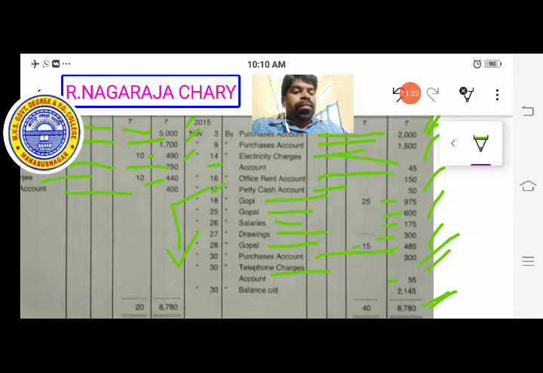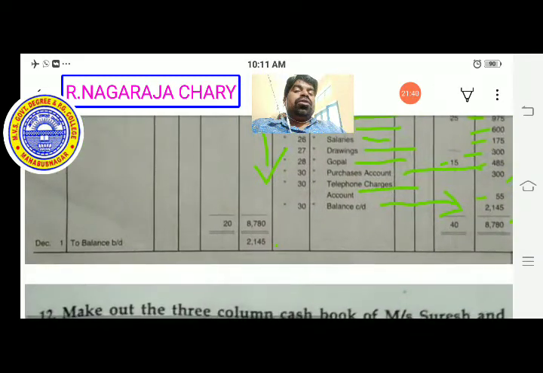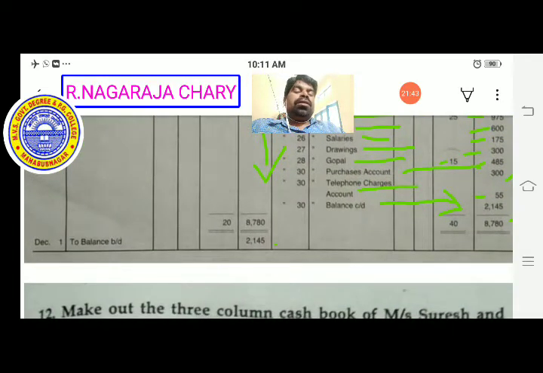Ultimately, after deducting, we get the balance carried forward, 2,145 rupees. This 2,145 is the closing balance. This closing balance is to be carried forward to the next day, that is after November 30, the next day is December 1st. On December 1st, balance brought down, because the earlier day's closing balance is 2,145. This 2,145 is carried forward to December 1st, that is why here 2,145 rupees.